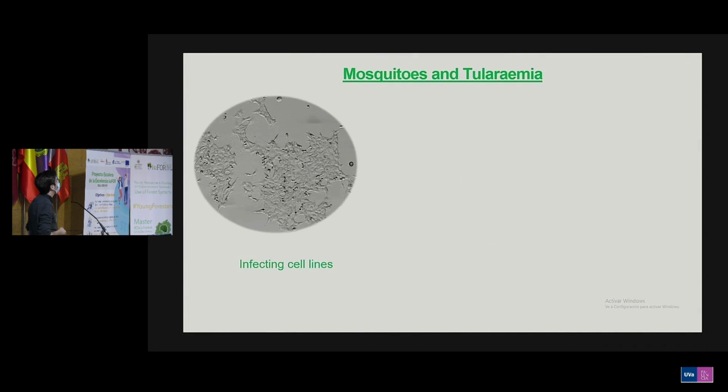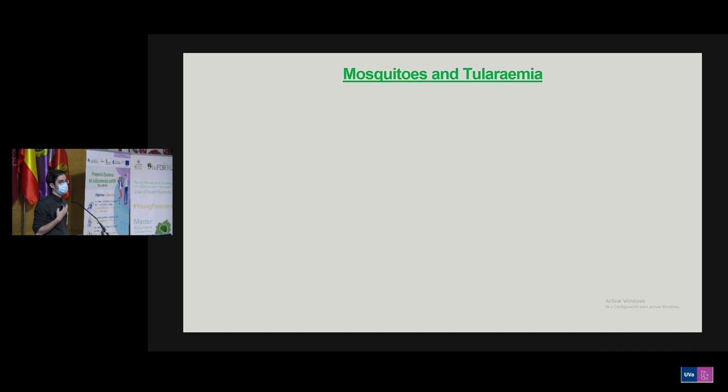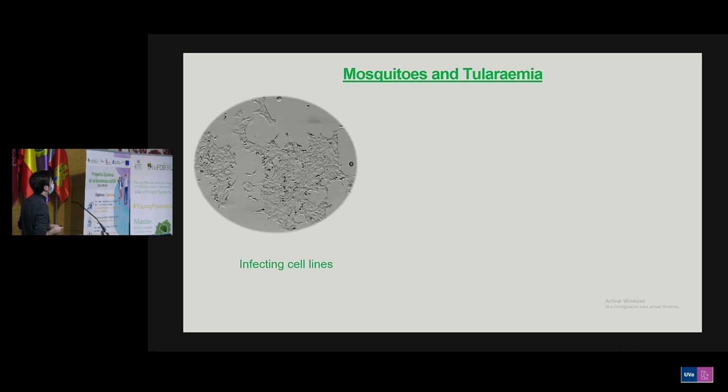So then what have people done with Francisella and mosquitoes? The first thing that was done was as simple as infecting cell lines. What are cell lines? Cell lines are cells normally taken from an animal that are cultivated in a plate and are used for different types of experiments. And in this case, you can see that we infect the media where the cells are.